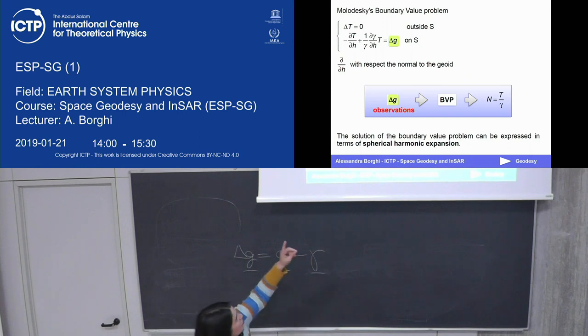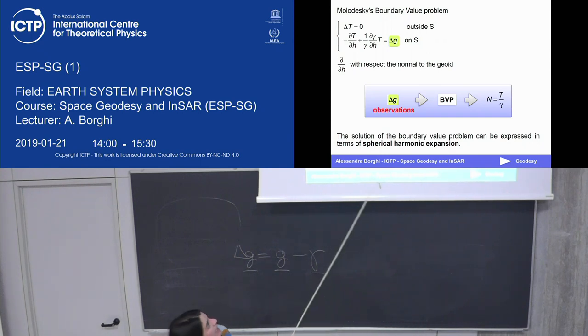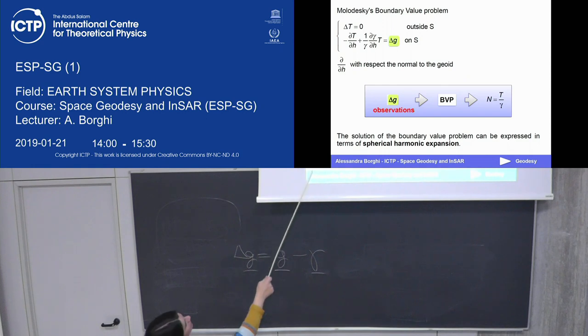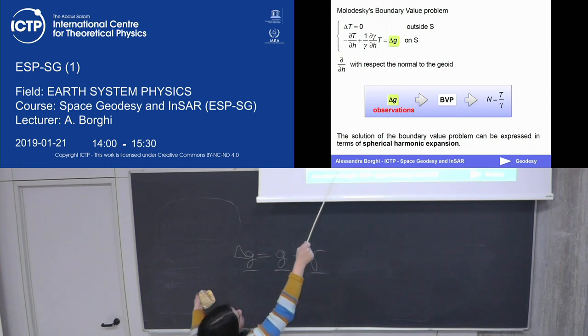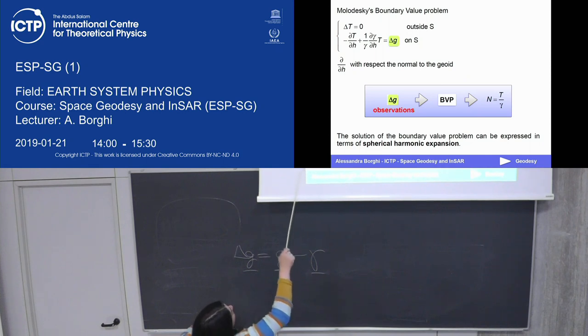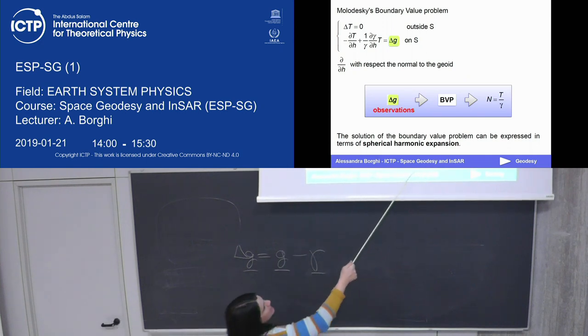It's correct. So from this observation, we can know the geoid undulation. And this can be done using, for instance, the Molodensky boundary value problem, where we have an harmonic function, so it's equal to zero outside the Earth surface. And we see that the gravity observations are related to the anomalous potential using this equation. So this is our boundary value problem that we can solve to obtain, for instance, the geoid undulation.